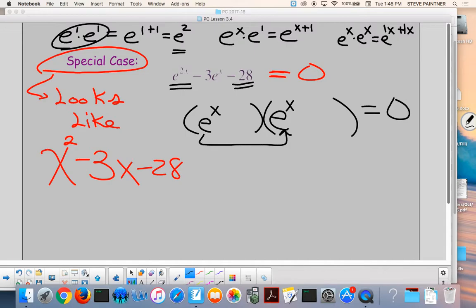Give me two numbers that multiply to give me negative 28, but add up to negative 3. Say again. Minus 7 times plus 4. Got it. You now have factored that problem. Now solve it. Go get the answers. These are not the answers. These are the factors. Go get the answers.